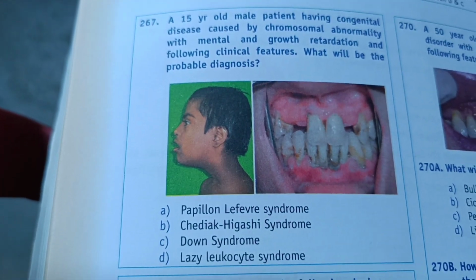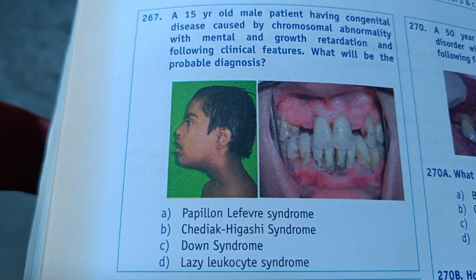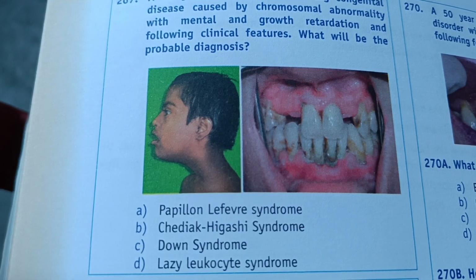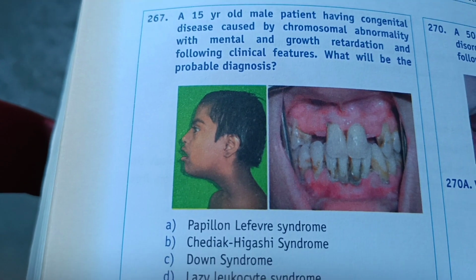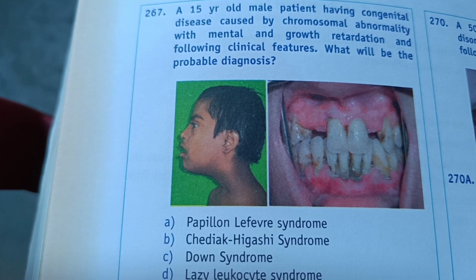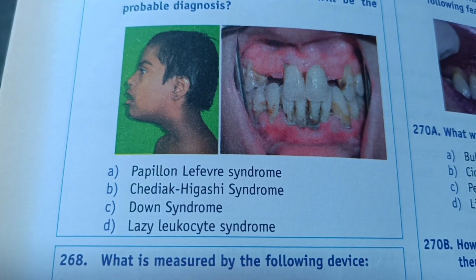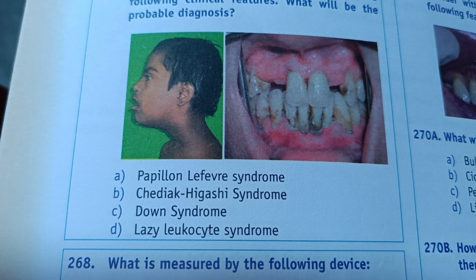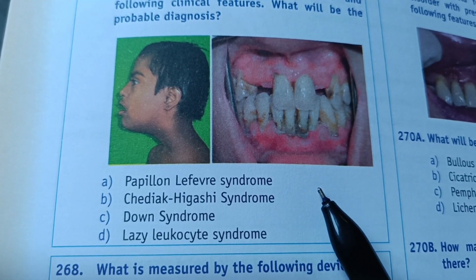So here you can see two pictures in the same frame, and the question is: a 15-year-old male patient having a congenital disease caused by chromosomal abnormality with mental and growth retardation and the following clinical feature. What will be the probable diagnosis? Chromosomal abnormality, congenital disease, mental and growth retardation, all of these are hints. Your options are A, Papillon-Lefevre syndrome, B, Chediak-Higashi syndrome, C, Down syndrome, and D, lazy leukocyte syndrome. And here the answer is Down syndrome.